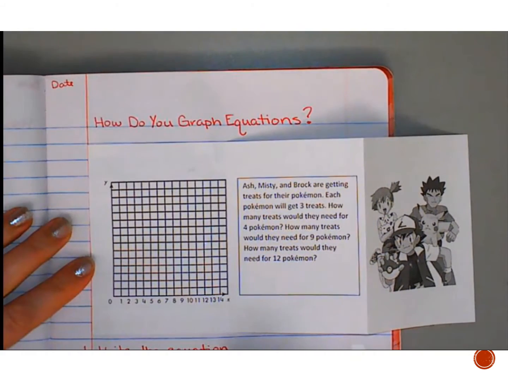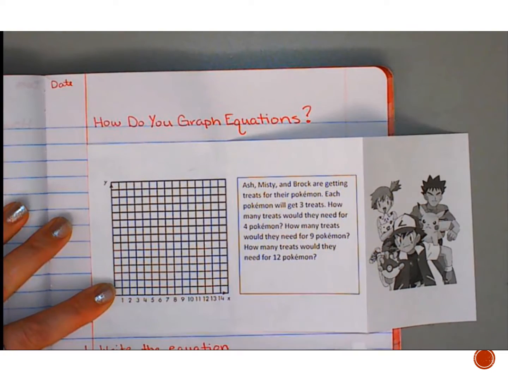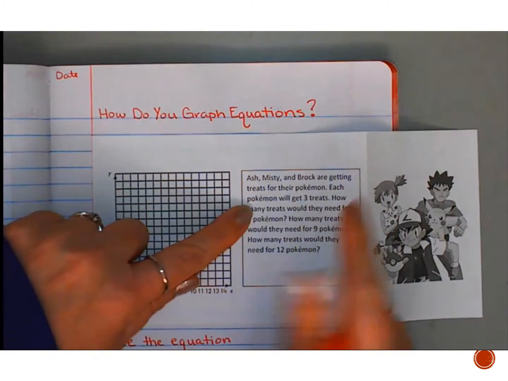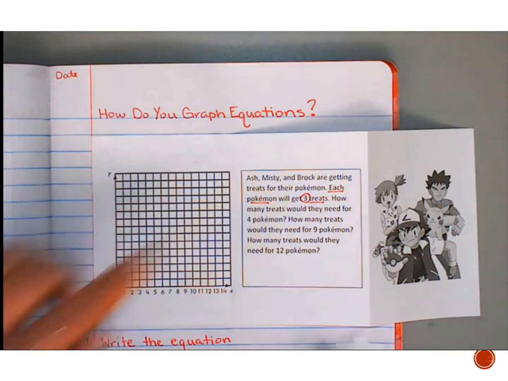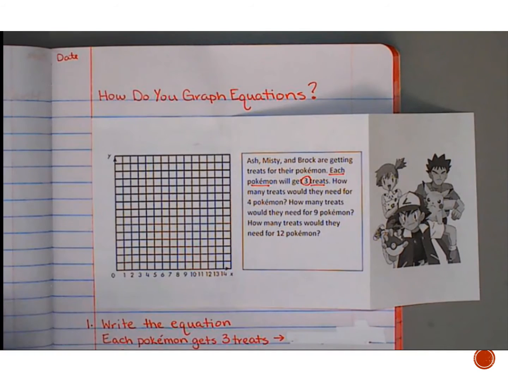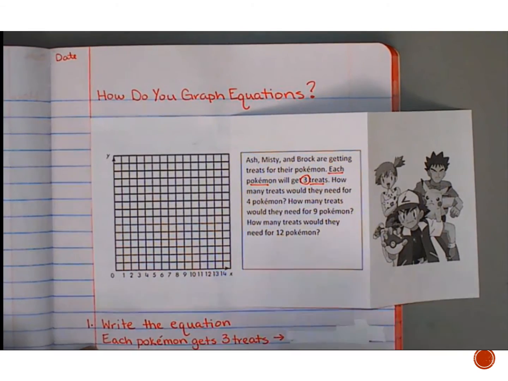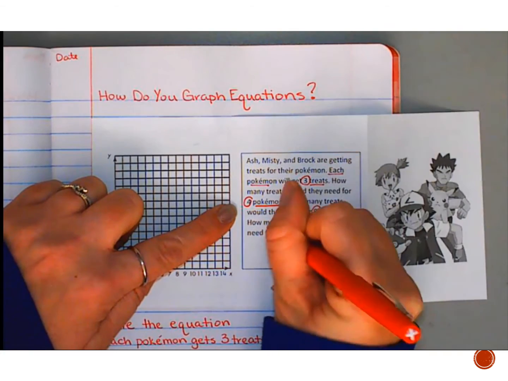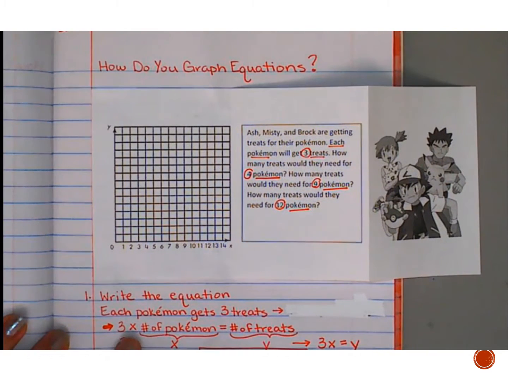Now we want to know how we're going to graph an equation. So we're going to use this information here, and we're going to write an equation. That's our first step. So we come back and we look, and it tells us that each Pokemon will get 3 treats. So I'm going to rewrite that right down here. Each Pokemon gets 3 treats. So if I wanted to figure out how many for 4 Pokemon, for 9 Pokemon, or for 12 Pokemon, I know that I'm going to have to do 3 times the number of Pokemon to get how many treats I'm going to need.